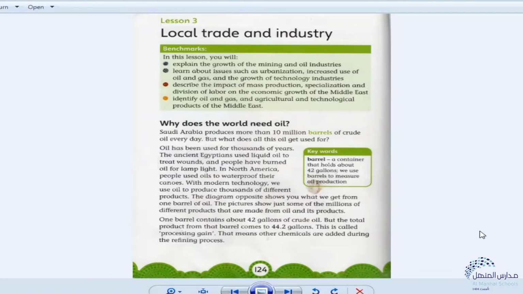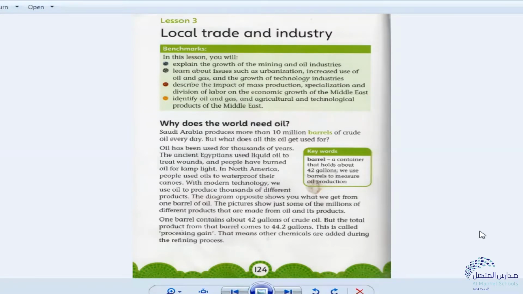Now this lesson is about local trade and industry. It's a very easy lesson. It's just about why do we need oil? Why does the world need oil? Now, as you look on page 124, we're now in your student book, page 124.